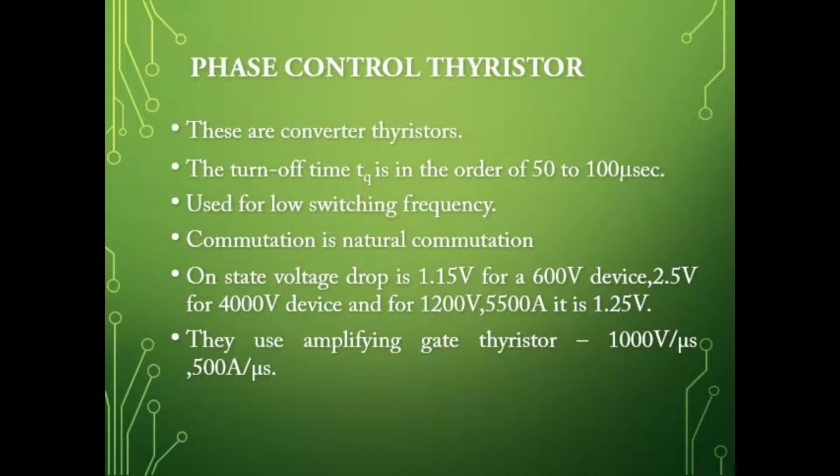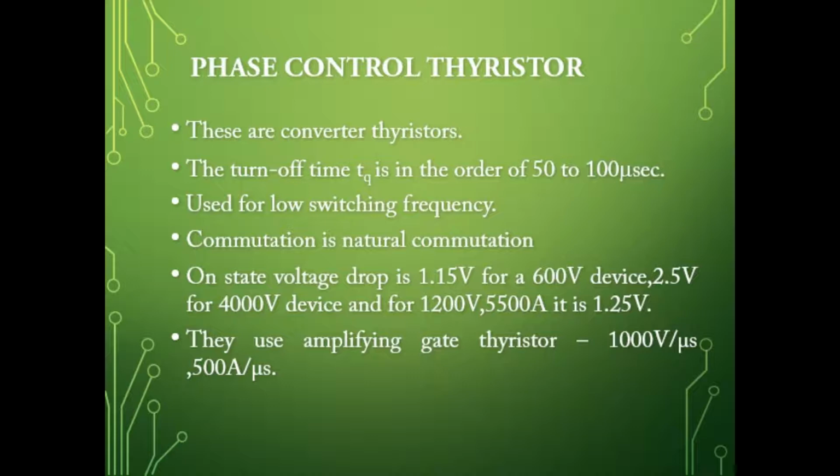Most of the time, the turn off time is in the order of 50 to 100 microseconds. This phase control thyristor is mainly used for low speed switching applications, and it is otherwise known as the converter thyristor. Since it is made of silicon and is a controlled device, we call it a silicon controlled rectifier, SCR. The on-state voltage drop is around 1.15 volt for a 600 volt device to 2.5 volt for a 4000 volt device.